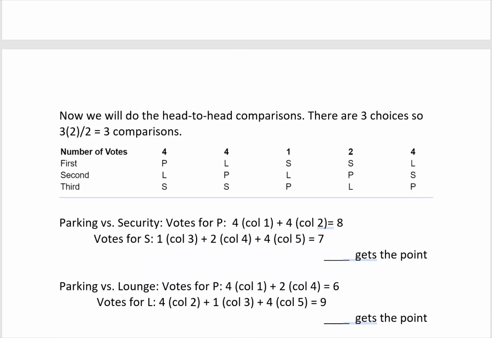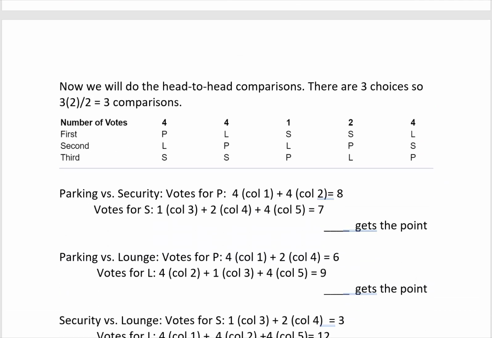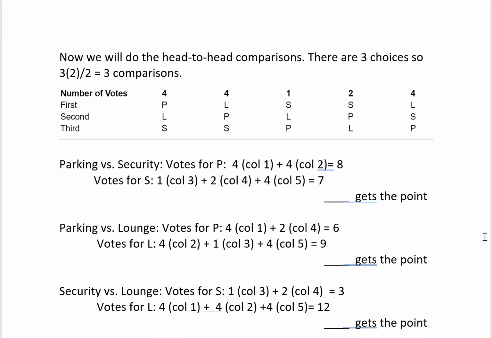Now let's do the head-to-head comparisons. There are 3 choices, so there'll be 3 times 2 divided by 2, or 3 comparisons that we need to make. So let's compare parking to security. The votes for parking would be 4 from column 1 and 4 from column 2 for 8. And then the rest of the votes would go for security. And so parking is going to get the point on this comparison.